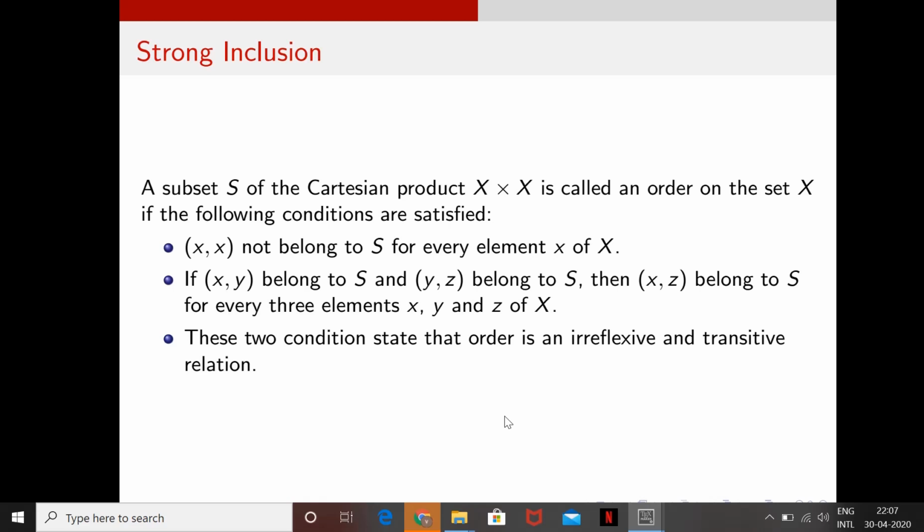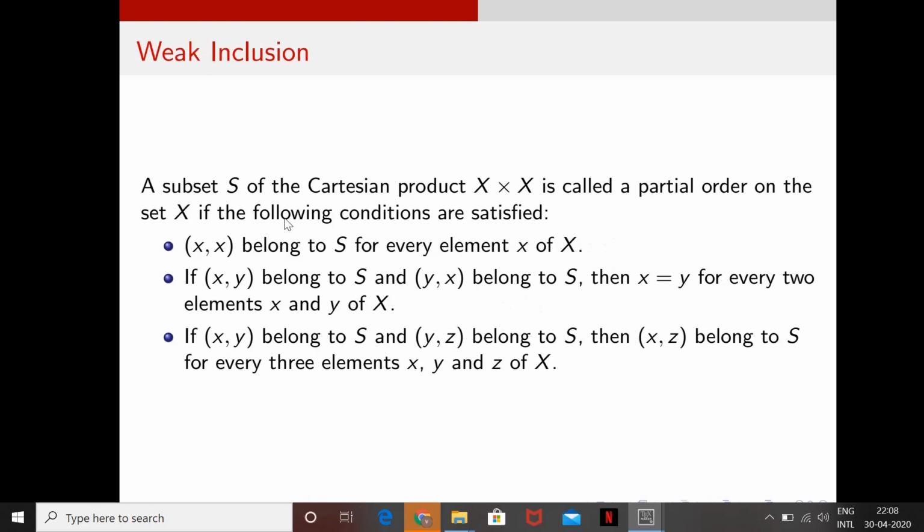A subset S of the Cartesian product X cross X is called an order on the set X if the following conditions are satisfied: (x, x) does not belong to S for every element x of X; and if (x, y) belongs to S and (y, z) belongs to S, then (x, z) belongs to S for every three elements x, y and z of X respectively. Now these two conditions simply say that it is an irreflexive and transitive relation. Now as we're talking about strong inclusion, there must be something called weak inclusion. So now let's go through that.